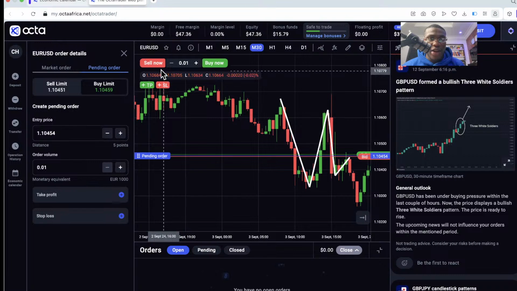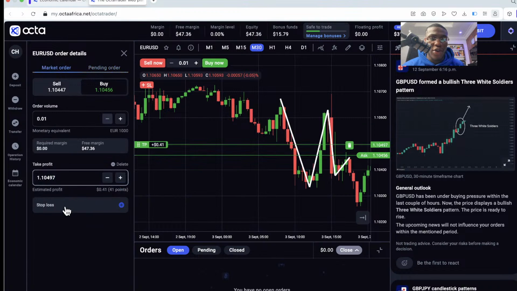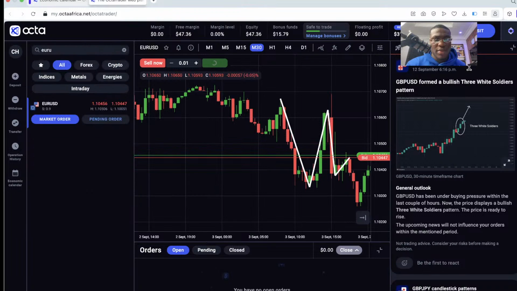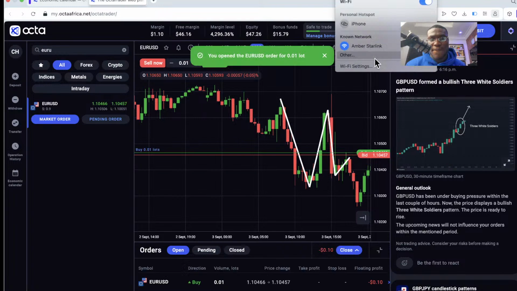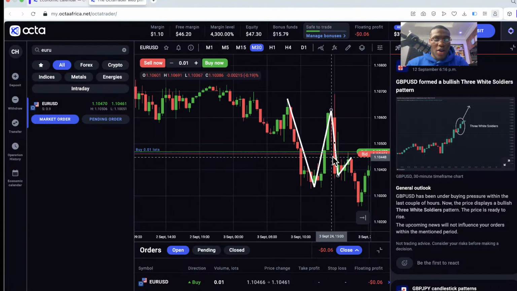And again, you can use the sell now, buy now here to quickly place your buy or sell. You can also use the market order so you can put in your stop loss and your take profit as well. Now, if you place a trade, let's say, for example, you place a buy trade, let's go ahead and place a buy. We've placed a buy trade.